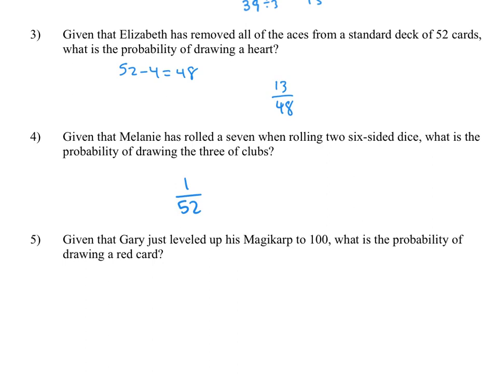So the probability of drawing a red card is figuring out how many red cards there are total out of 52. Half of the cards are red, half of the cards are black. So 26 out of 52, or 1/2. The probability is 1/2 because half of the cards are red.